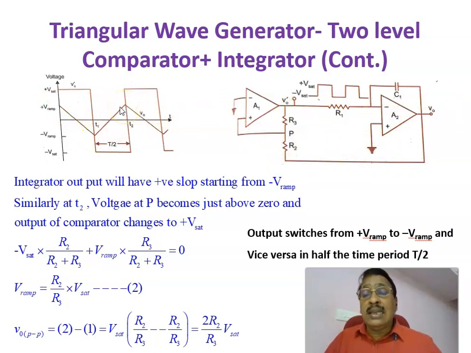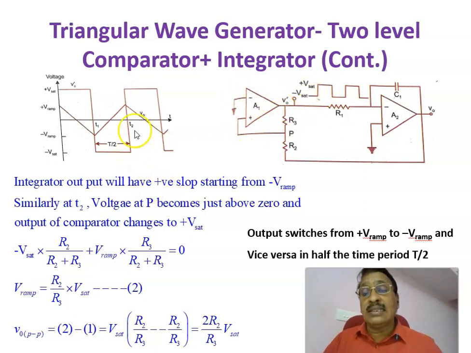And now let us see what is the voltage at this instant. The integrator output voltage will have a positive slope starting from minus Vramp. Similarly, we are analyzing at T2. At T2 also, we have a transition. The transition will take place when this voltage is going just above zero voltage. As this voltage goes just above zero, the output will change to plus Vsat.